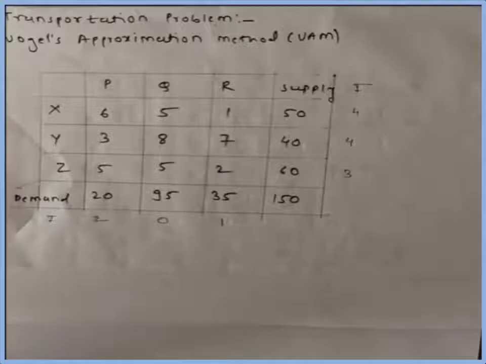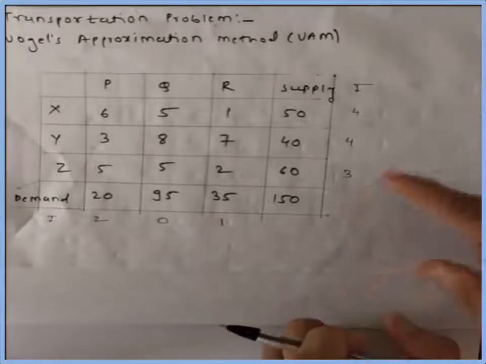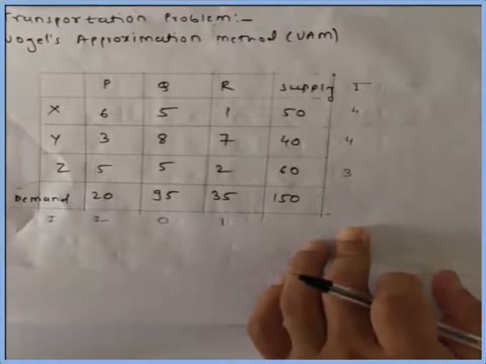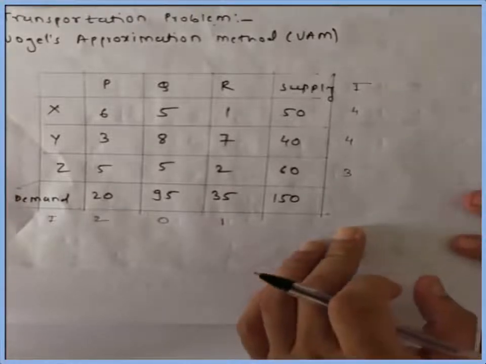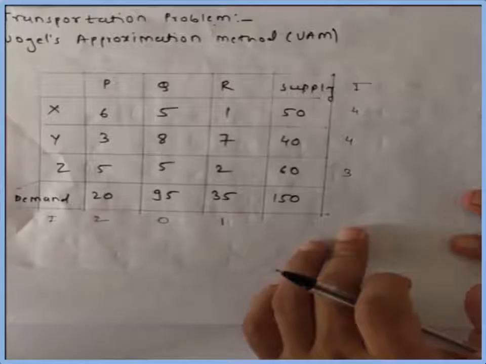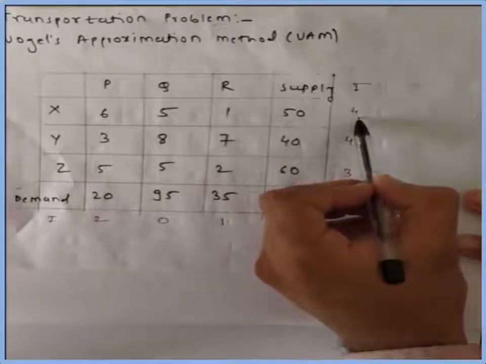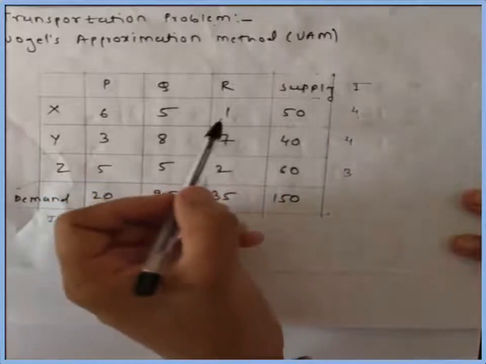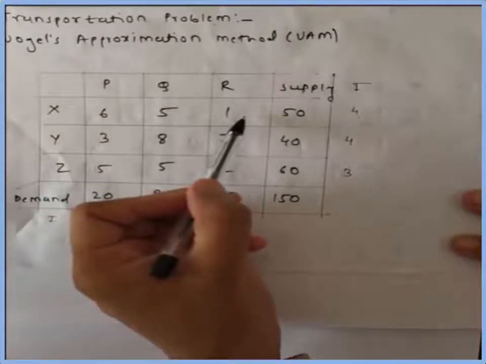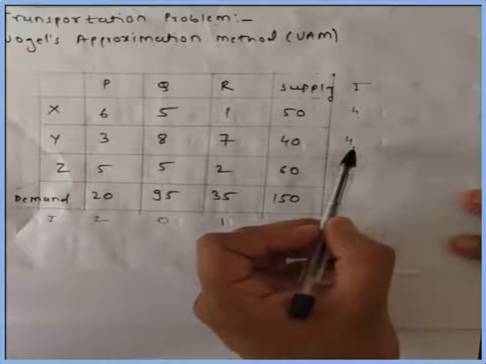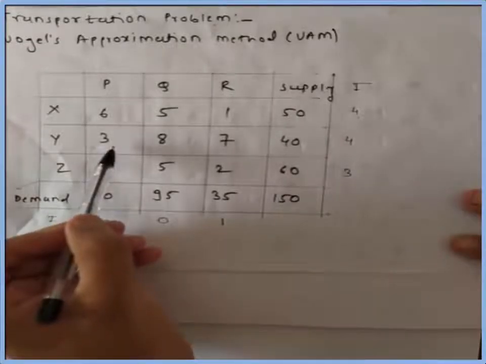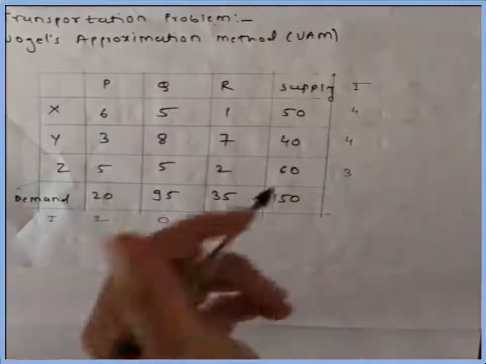Second step is to identify the highest penalty. Now here, the highest penalty is 4 and 4. There is a tie between the two 4s. Now, what is the tiebreaker? Suppose we select the first 4: the smallest number is 1 and the maximum allocation can be 35. In the second 4, the smallest number is 3 and the maximum allocation can be 20.